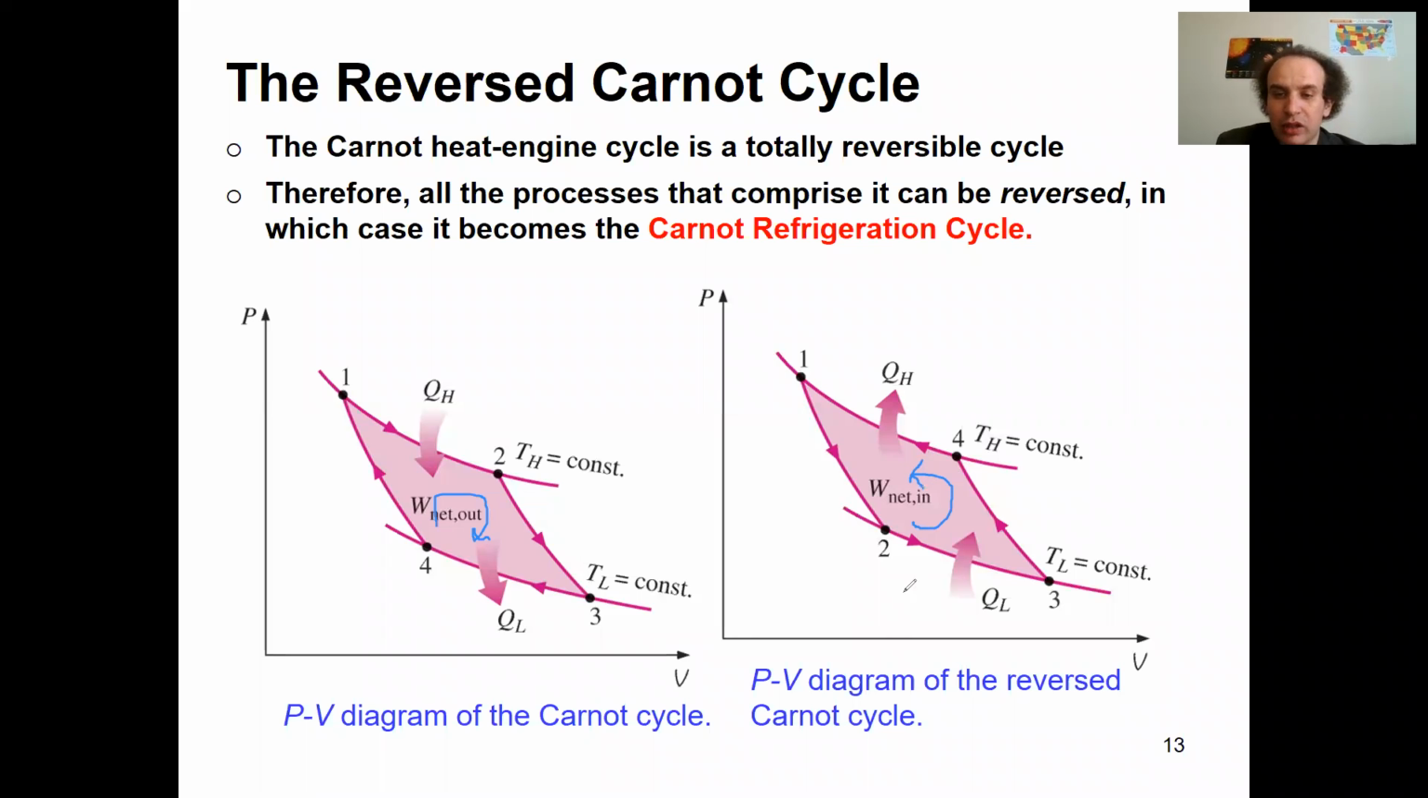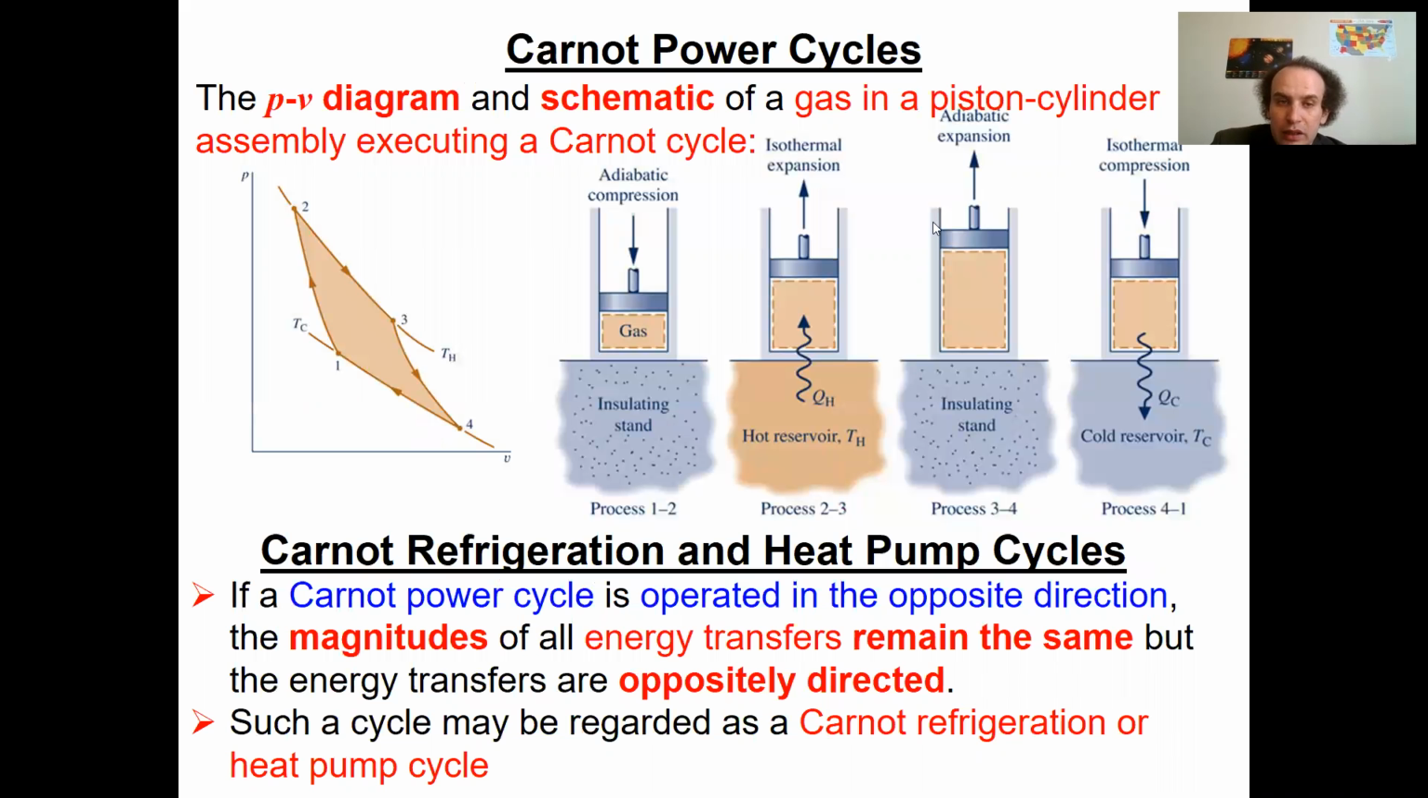What does it mean that I go counterclockwise? If I go counterclockwise on the left-hand side, work goes out, right? And it's positive. But here, if I go counterclockwise, work will be negative. Work will be input into my system. So the work takes QL from here and submits QH upstairs. Do you understand this? So this will be a refrigeration or heat pump cycle, whatever you use it for. Do you agree with me? I hope so.